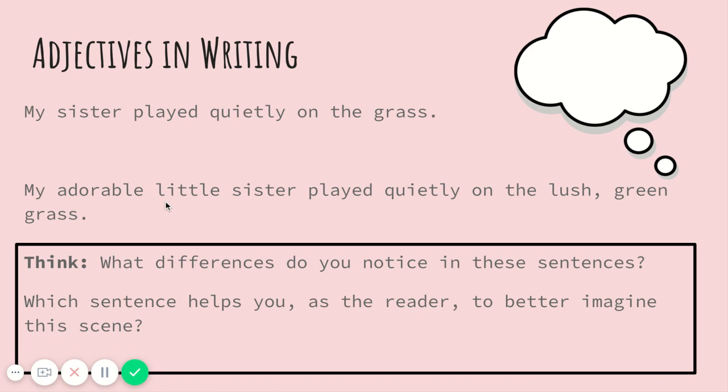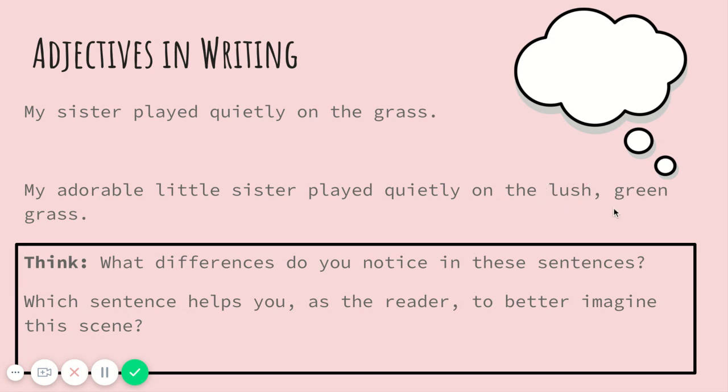Now, when I added in some adjectives, it says, "My adorable little sister." So I know now that it's a younger sister, right? I also know that she is adorable, right? She's really cute. My adorable little sister played quietly on the lush green grass. Lush meaning really healthy and thick, right? And then that it's green.